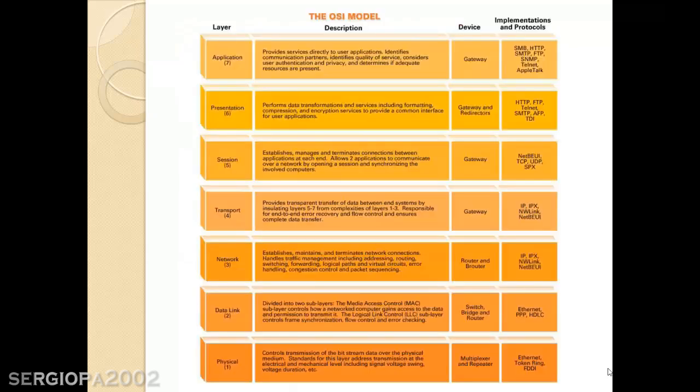So this is a brief description of each layer. Let's go through it quickly. The first one is the physical layer. This is the easiest to understand. It's the one that controls the transmission of the bit stream, so the zeros and ones, and this is the layer that takes the responsibility of actually physically sending those zeros and ones, or those electrons, so to say.